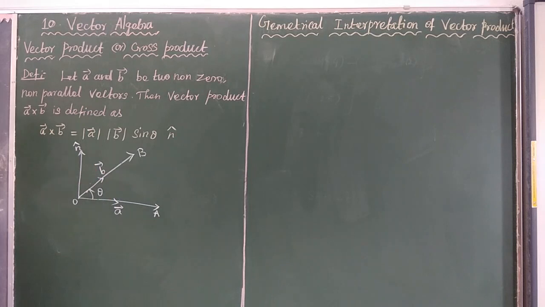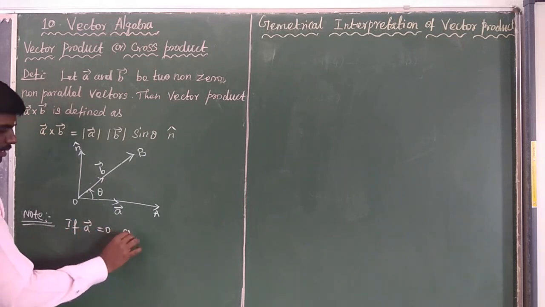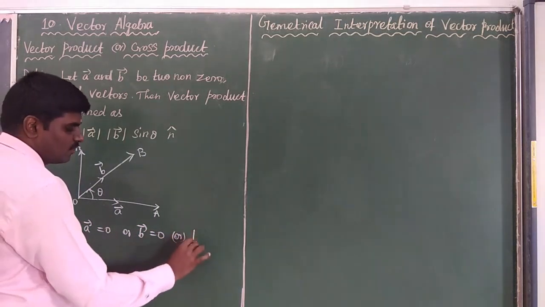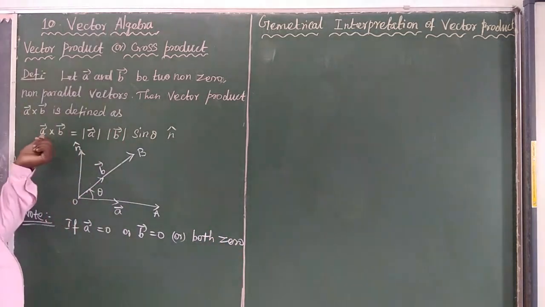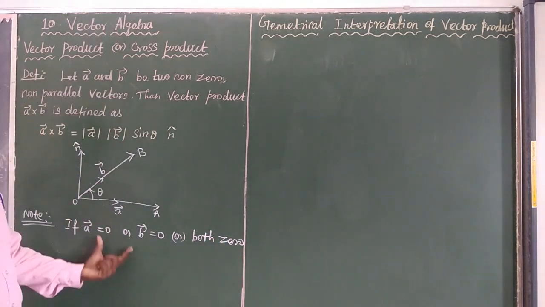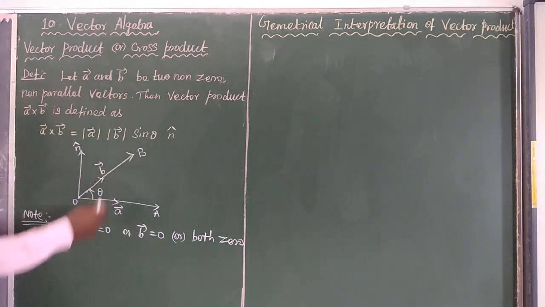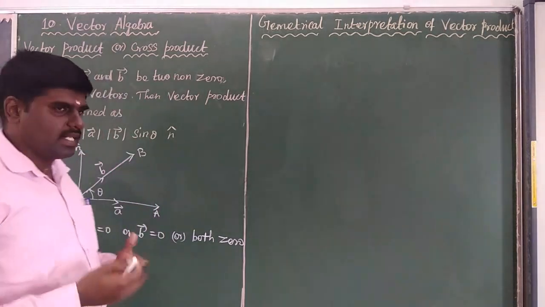Now, from this definition, let's identify two important points. What is the first point? If A vector is equal to 0, or B vector is equal to 0, or both are equal to 0, what is the value of A cross B and theta? Here theta is undefined, because the zero vector cannot be defined in any particular direction. We already know that the zero vector has no direction.